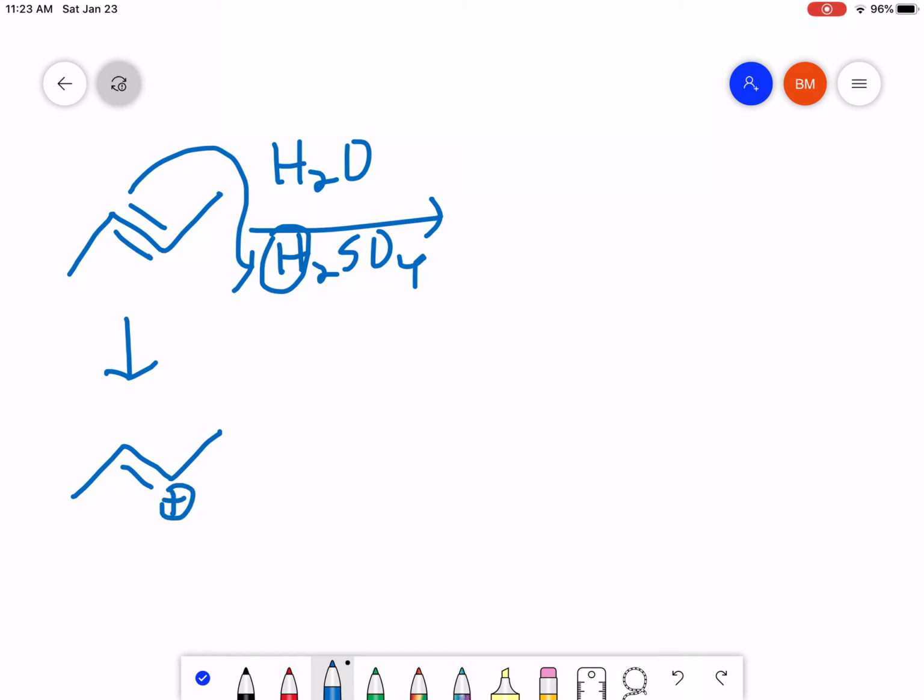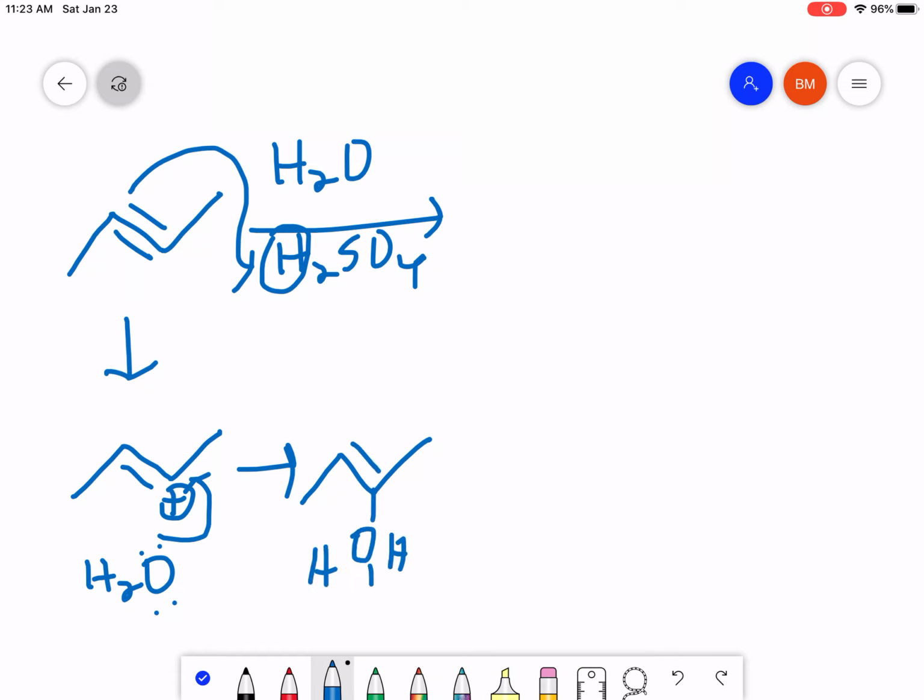All right. Okay, so that gives us a carbocation, and just like we saw last time, a water can come in, nucleophilically attack. It's going to give you this. HSO4 minus comes in, grabs one of the H's, and that gives you this.